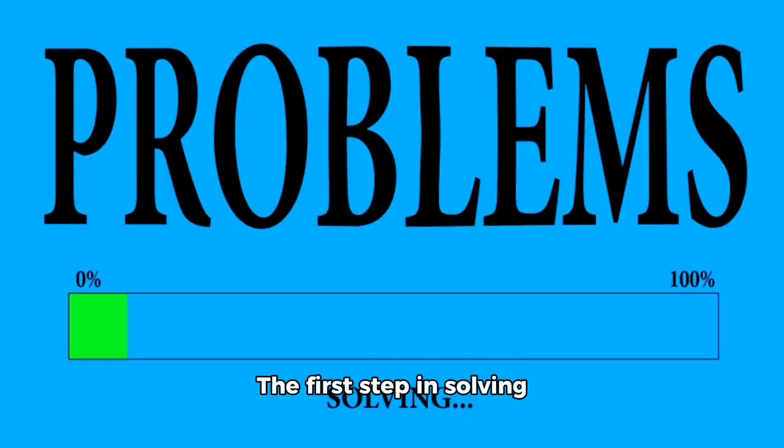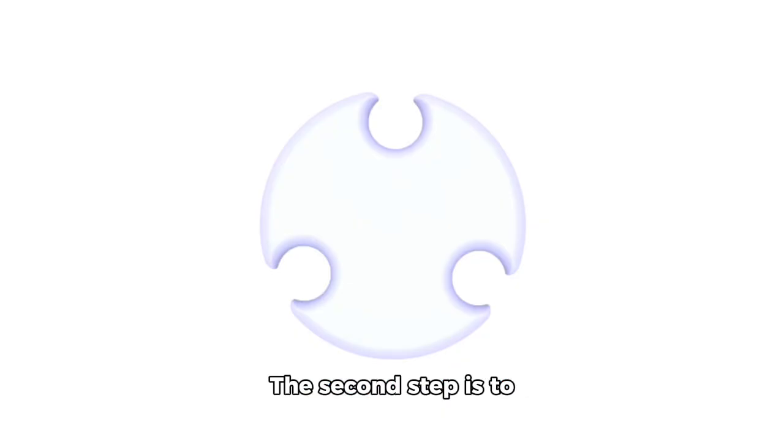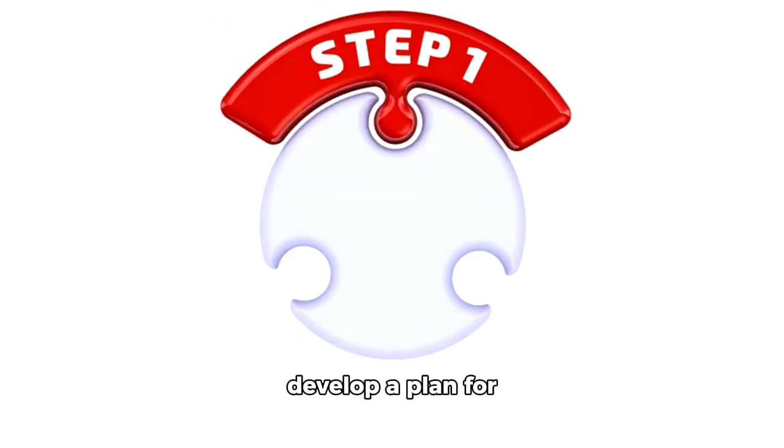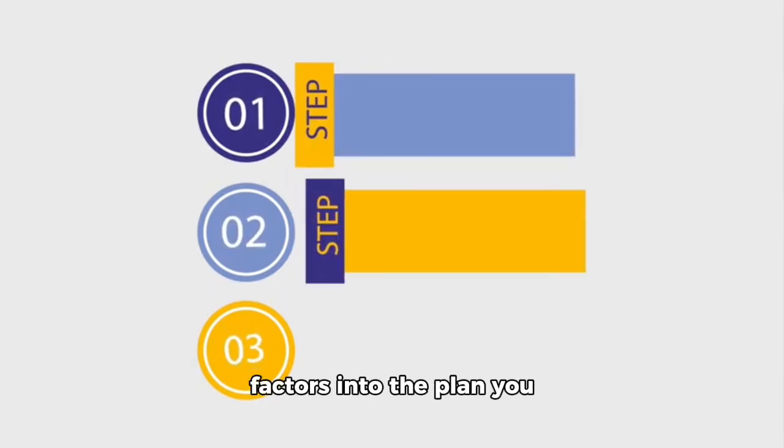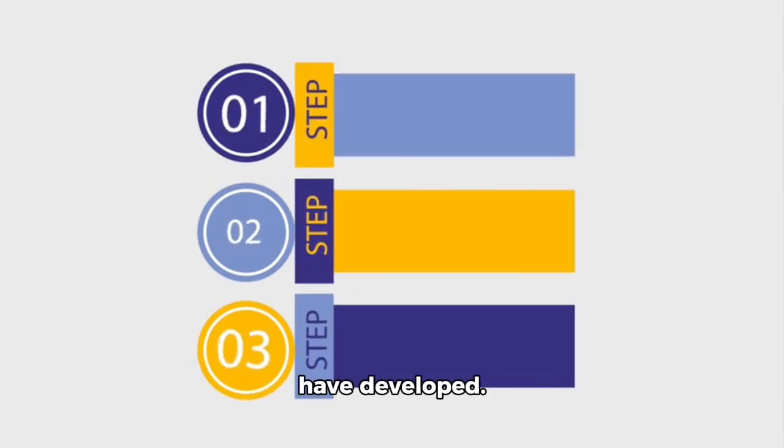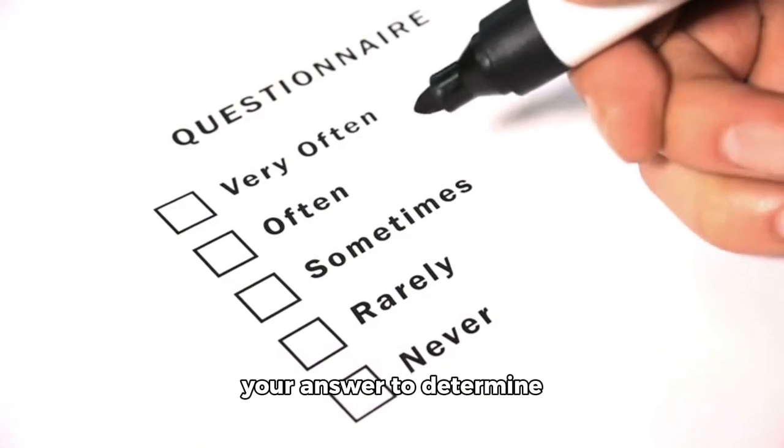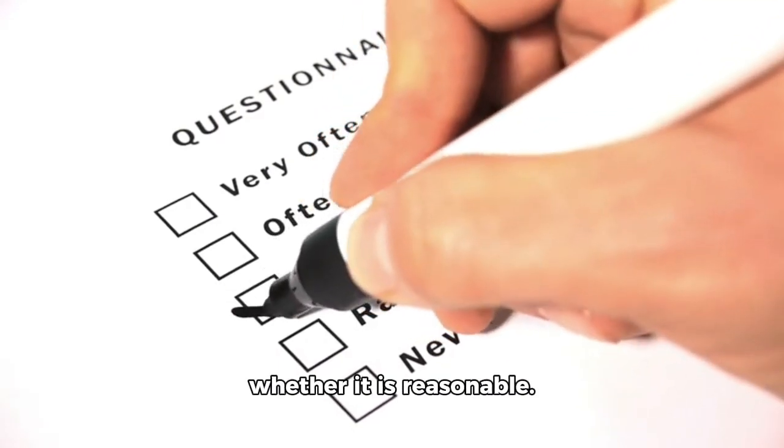The first step in solving a quantitative word problem is to read the problem carefully at least twice and to analyze the information in it. The second step is to develop a plan for solving the problem. The third step involves substituting the data and necessary conversion factors into the plan you have developed. The fourth step is to examine your answer to determine whether it is reasonable.